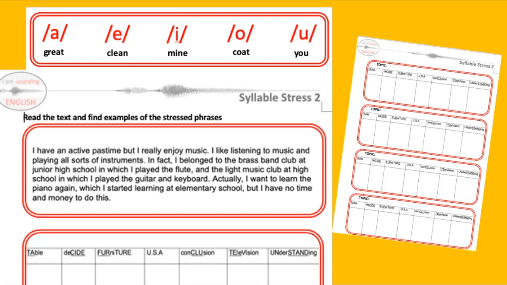Keyboard, money. So you get students to look through it. Then decide, try to find other ones as well, like enjoy, in which. So it doesn't have to be one word. Then look for 3-syllable words. Furniture. Can you see examples of that? USA, conclusion, television, and understanding.